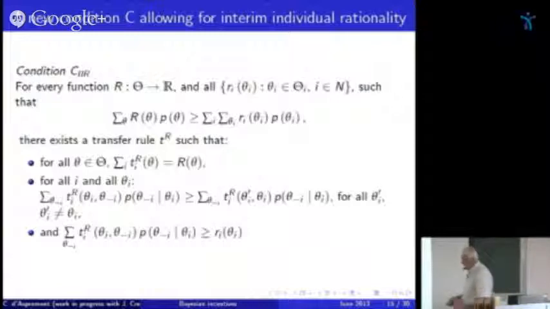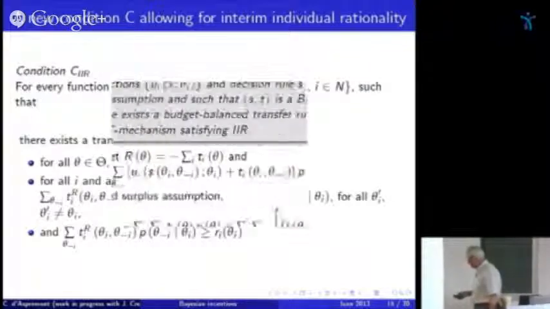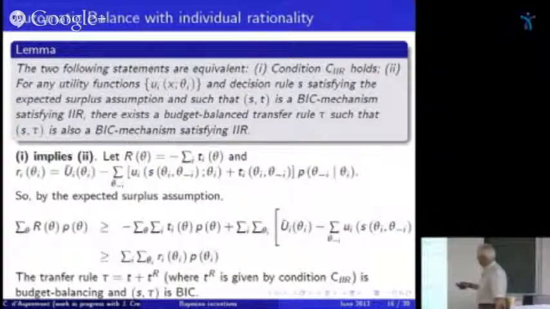Okay, again, this is only a condition on the probabilities. But then you can prove that these two statements are equivalent: the new condition C holds if and only if for any utility function and decision rule S satisfying the expected surplus assumption and such that ST is Bayesian incentive compatible and individually rational, there exists a budget balanced transfer rule such that ST is also a mechanism satisfying IRS.